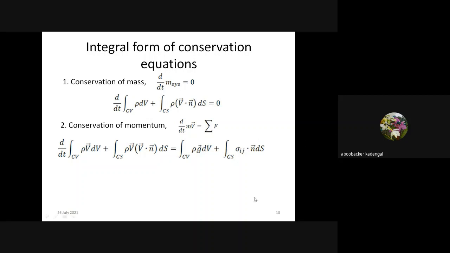In compact notation, it is denoted as sigma ij. It is a tensor. Once expanded, it will have three columns and three rows: sigma xx, sigma xy, and so on. The stress is multiplied by the unit vector and the surface area over the control surface. So the total force is the body force term acting over the volume and the surface force term acting on the control surface. This is the conservation of momentum equation for a control volume, which results in an integral form of equations.